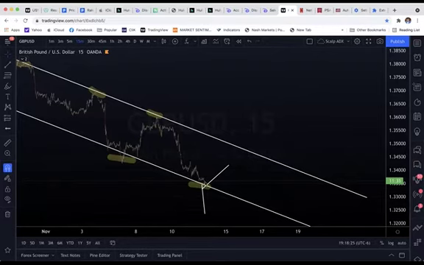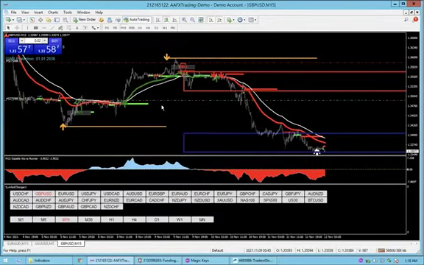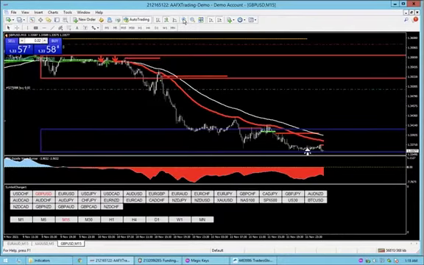All right. Now, let me close this. And now let's take a look at our simplicity system. This is the same 15-minute on GBP USD. Now we got a little more context.